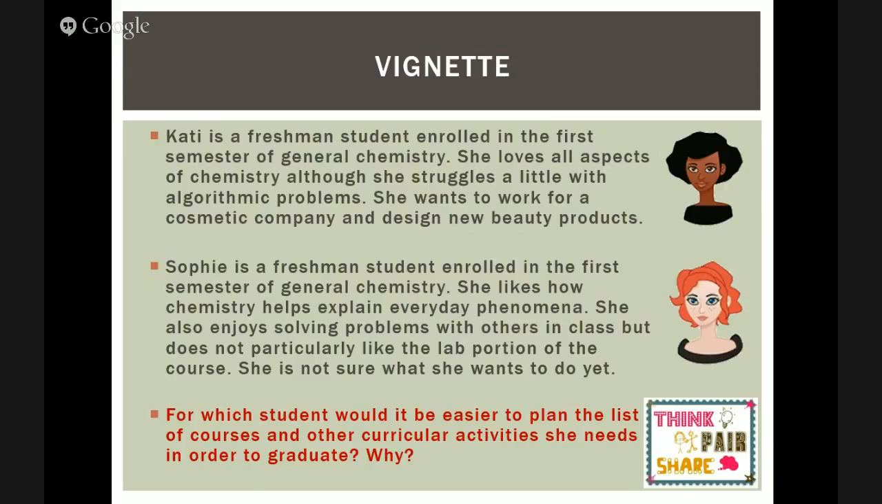She obviously has a love for chemistry. She just needs to fine-tune certain elements of her study degree, and so it's definitely easier to guide her because she already knows what she wants to do, whereas with Sophie, it's a little bit more vague. Okay. We said Katie. So Katie has a clear idea of where she wants to go. She enjoyed chemistry. Versus Sophie may not be as clear what she wants to do, so it may be harder.